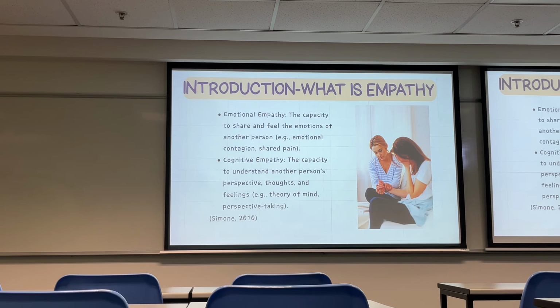There are two empathies. The first one is emotional empathy, which is the capacity to share and feel the emotions of another person. For example, emotional contagion, shared pain. The second one is cognitive empathy, which is the capacity to understand another person's perspective, thoughts, and feelings. For example, theory of mind, perspective taking.